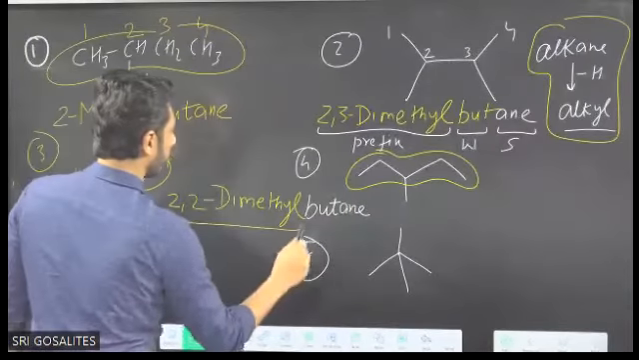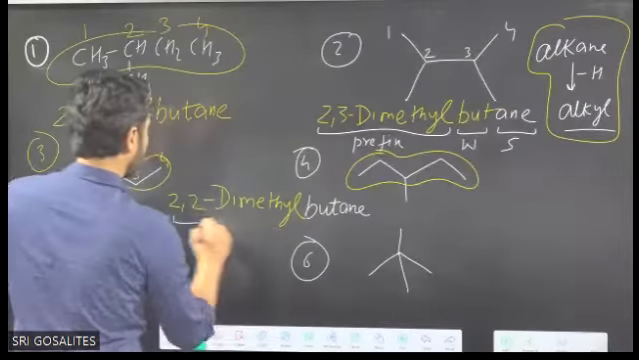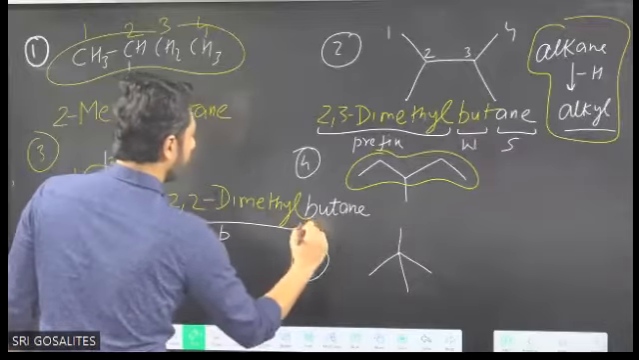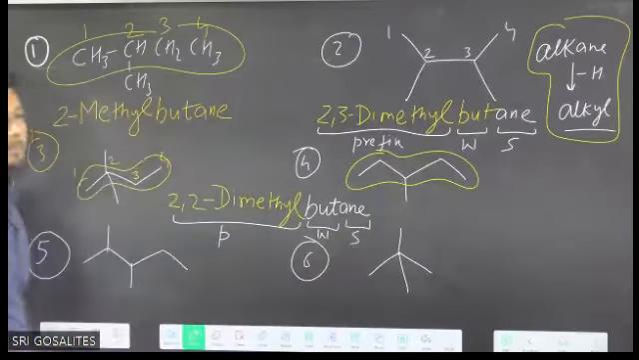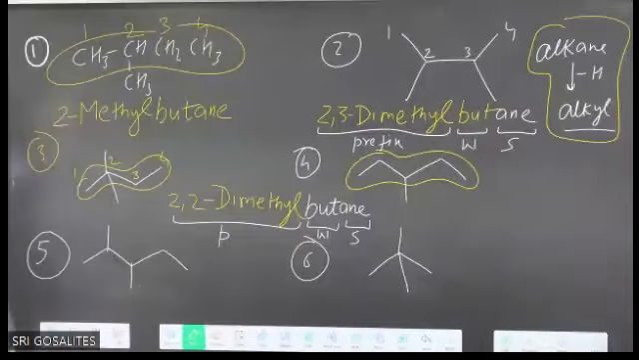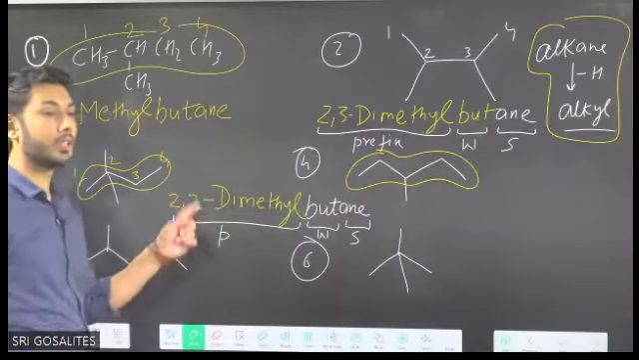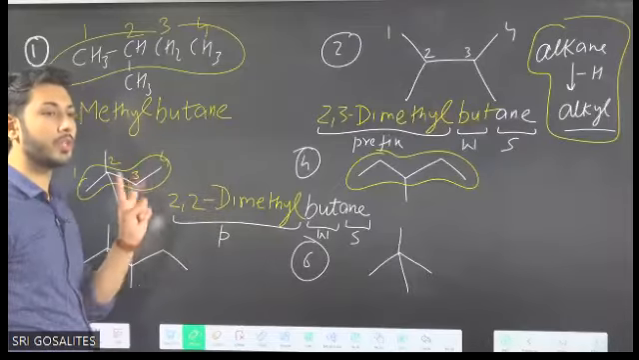This portion is the prefix. But is the word root. Ane is the suffix. Two, why? Because in digits also the position is mentioned 2 times.